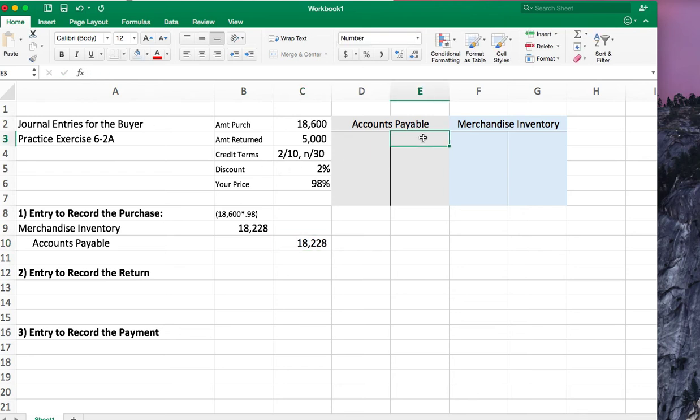Now let's look at our T accounts. Remember, accounts payable is a liability, so whenever we owe money, it goes on the right side, on the credit side, 18,228. And merchandise inventory is an asset, and whenever you get more of an asset, that's a debit.